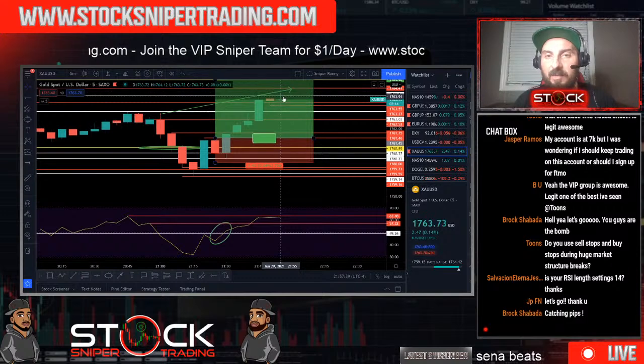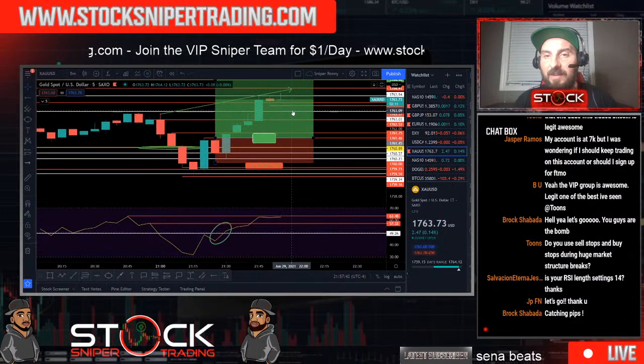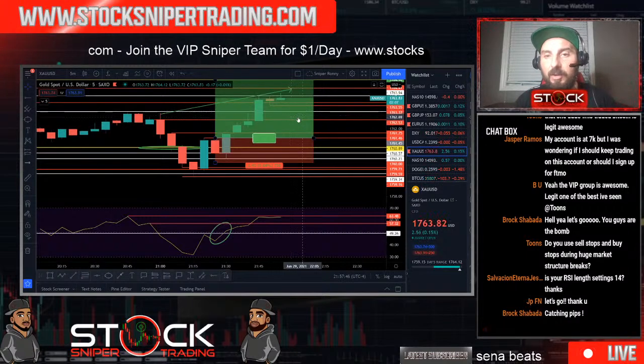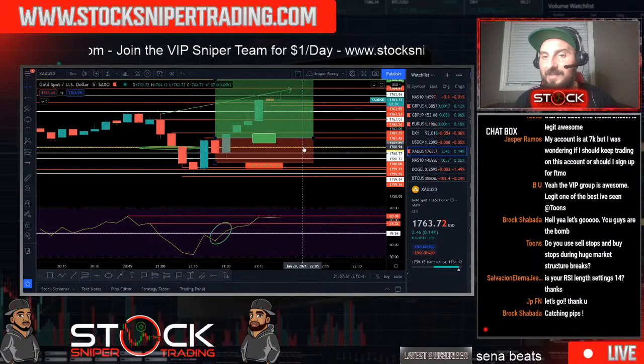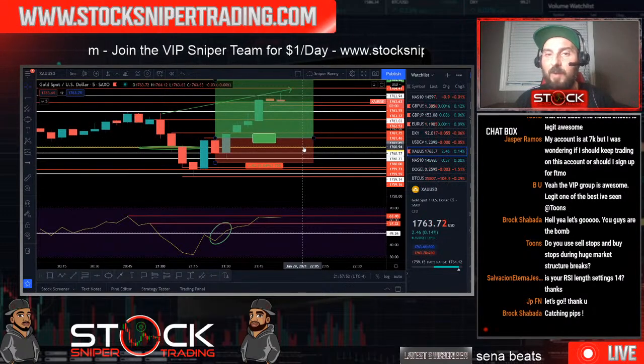But if there are a lot of sell orders, they could easily push it down to this white line, which is hourly support. If it breaks 1763, look for price to come down to this red line, then to this red line, then back down to this daily support right here at 1761.